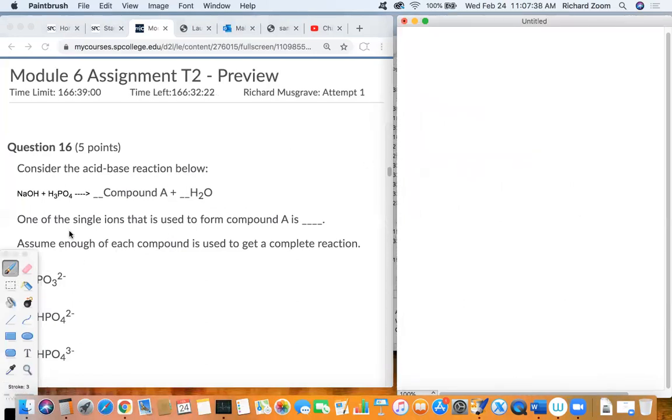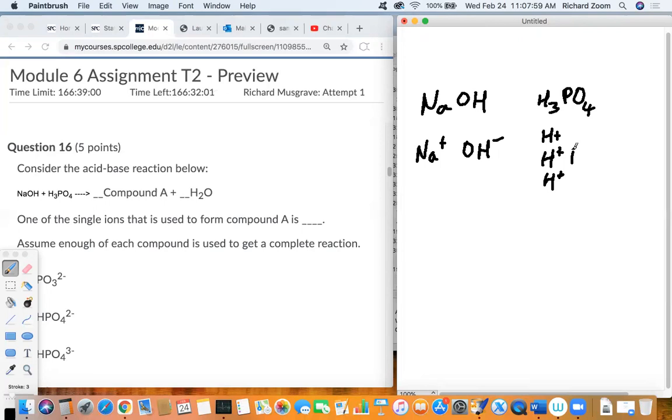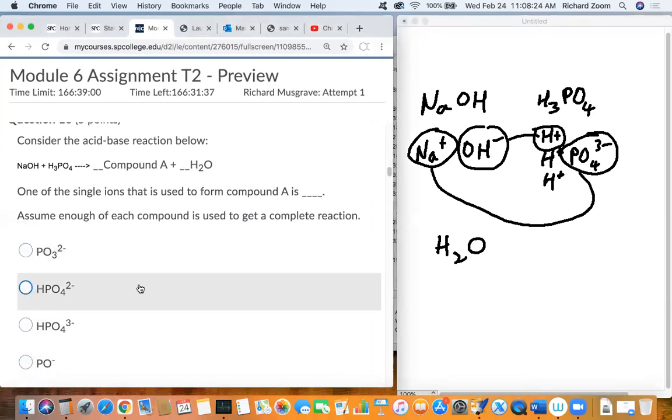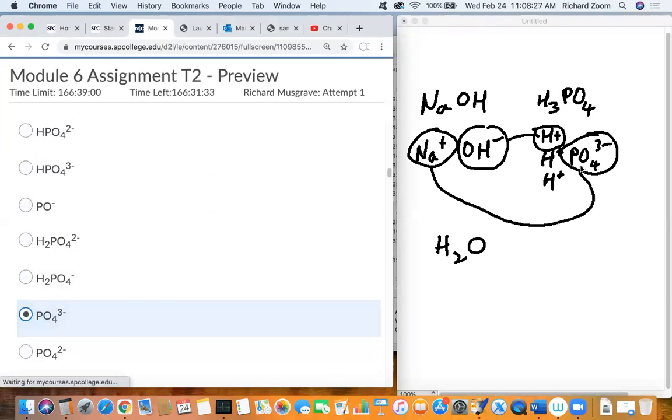Whenever I'm doing these kinds of problems, I like to split them up into their ions. So it'd be Na+ and OH-. And for H3PO4, it would be 3 H+ and PO4 3-. So the OH- and the H+ are going to join together, and that's going to give water. And the Na+ and the PO4 3- are going to join together. The single ion they're looking for here, if you look at the choices, is going to be the PO4 3-. That would be the answer based on what I've got over here.